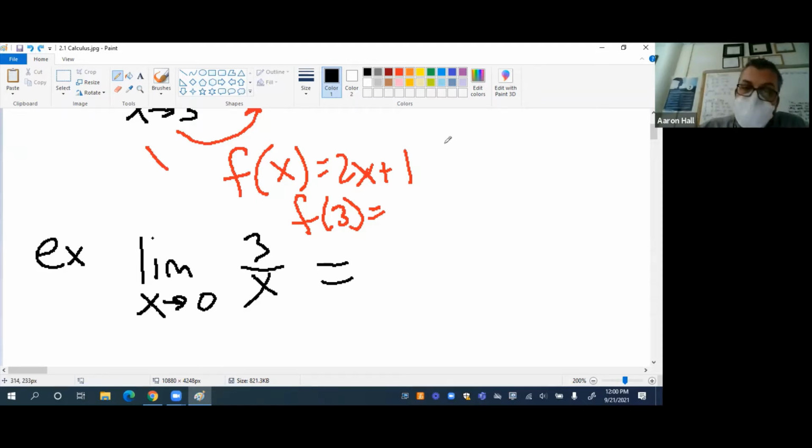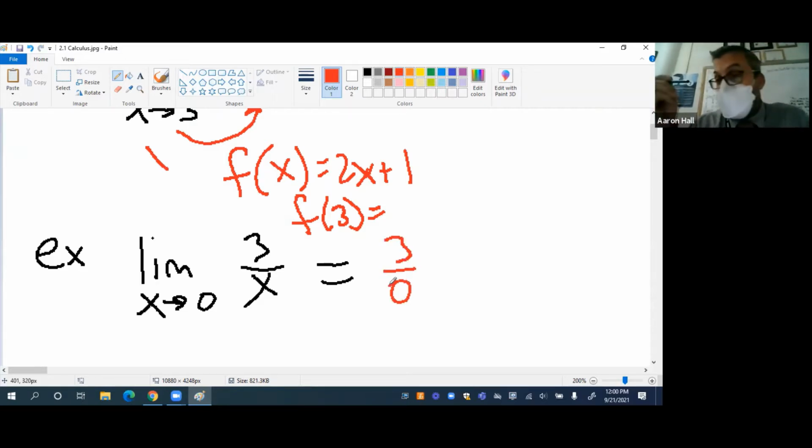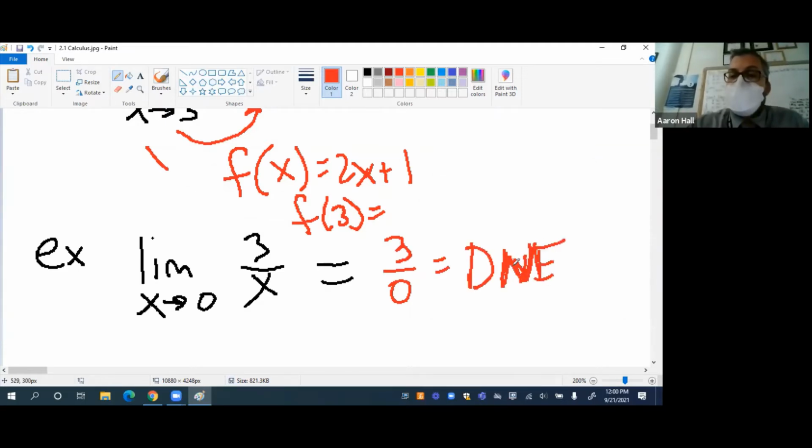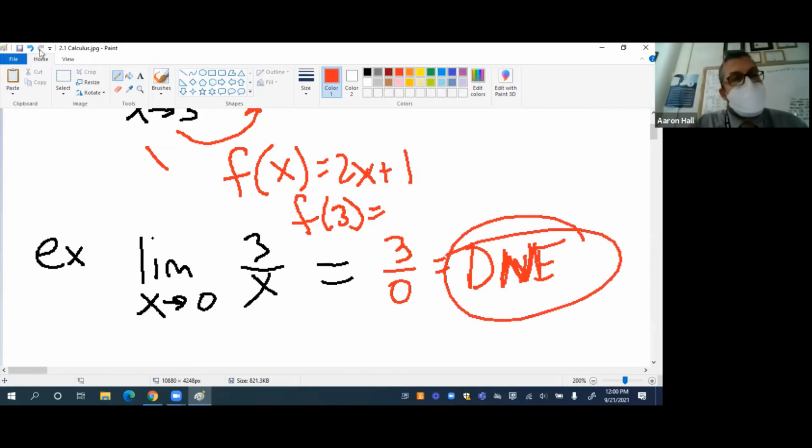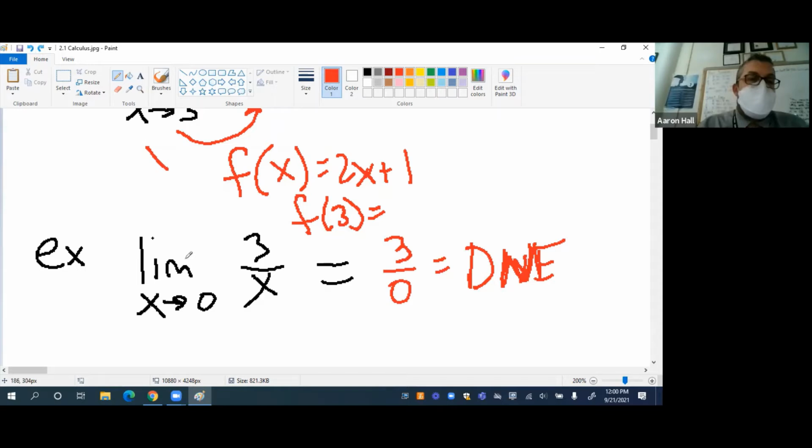But 3 over 0 is not what is called an indeterminate form. An indeterminate form is a form that is not determined. Because 3 over 0 is determined, we already know it's undefined. Then we just say the limit does not exist. What doesn't exist? I'm saying that the limit as x approaches 0 for this function does not exist.